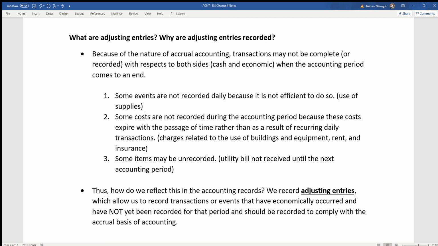And some items may be unrecorded. Utility bill not received until the next accounting period. Well, we know we incurred the expense. We incurred utilities. We just, again, haven't shown it yet. So we have to actually reflect that. We have to reflect us incurring that expense at times. So how do we reflect this?